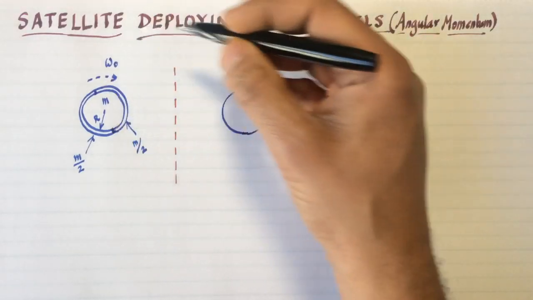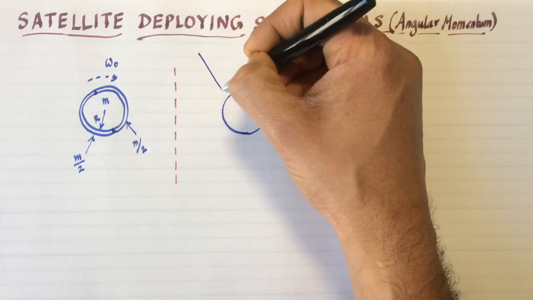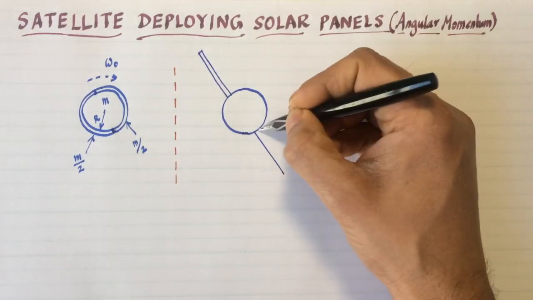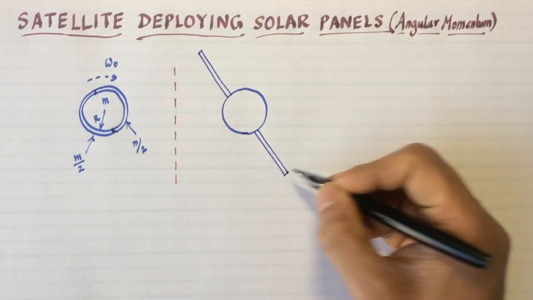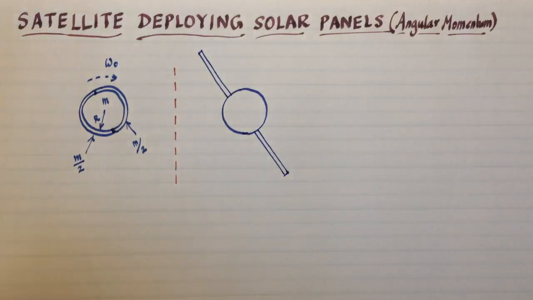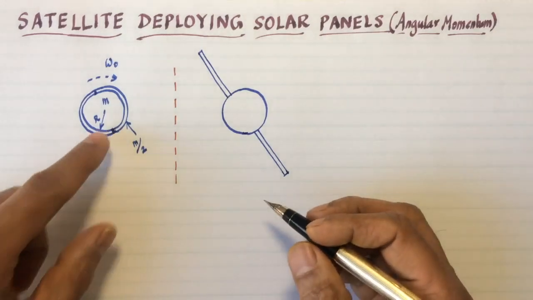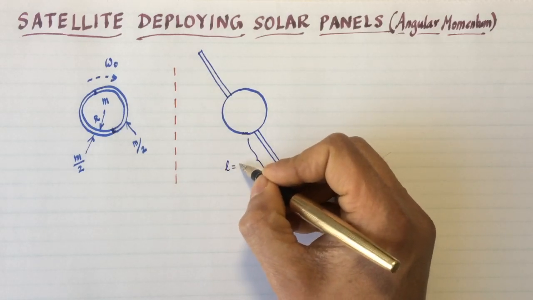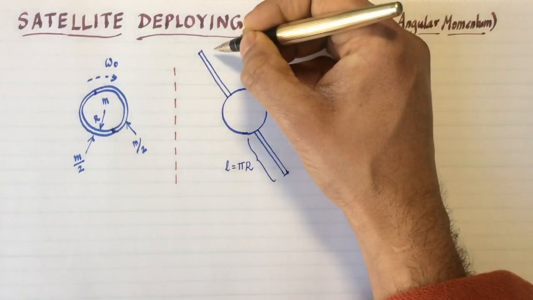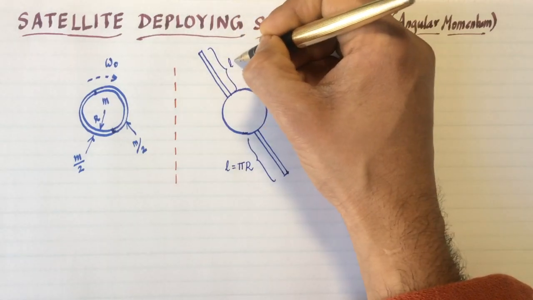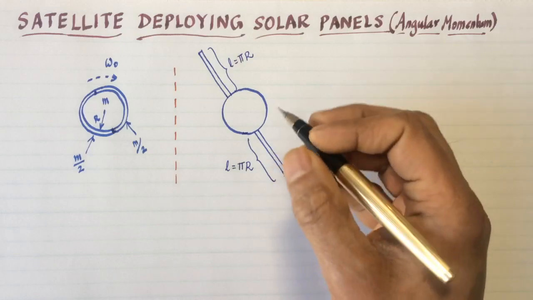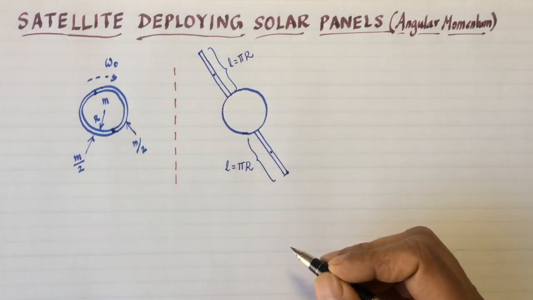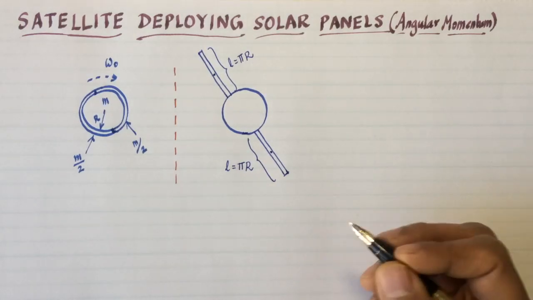So this is going to be somehow deployed. Say it's got some springs. So that's the after picture. The various dimensions are going to be inherited from the original pictures. That's going to be the length, which is half the circumference of a circle, and the same width because of symmetry. And also observe that the center of mass of these solar panels are going to be exactly in the middle. So that's again because they're uniform.